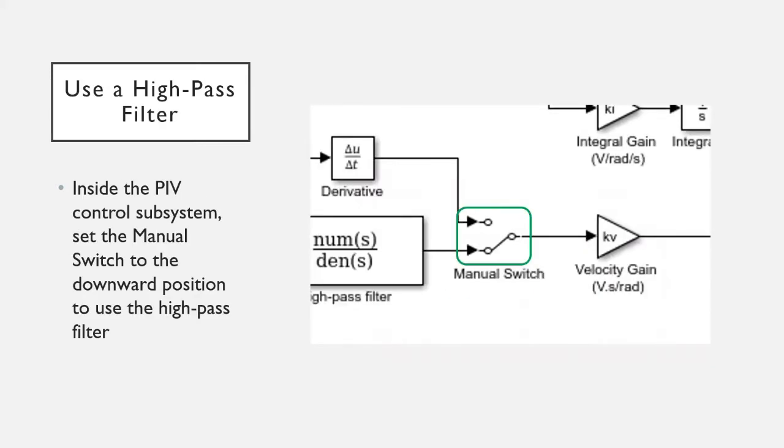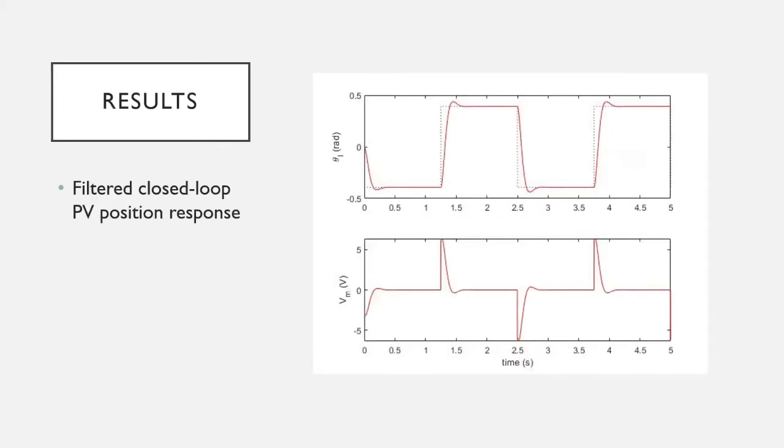The next step is to use a high-pass filter instead of a direct derivative. Go in the PIV control block and set the manual switch block to the down position to enable the high-pass filter. This MATLAB figure shows the filtered PV position and the input voltage responses.